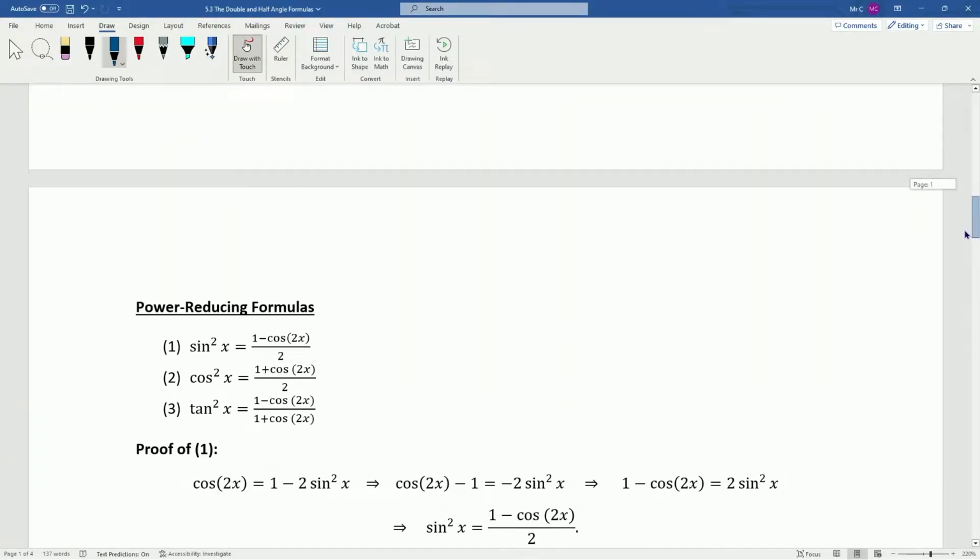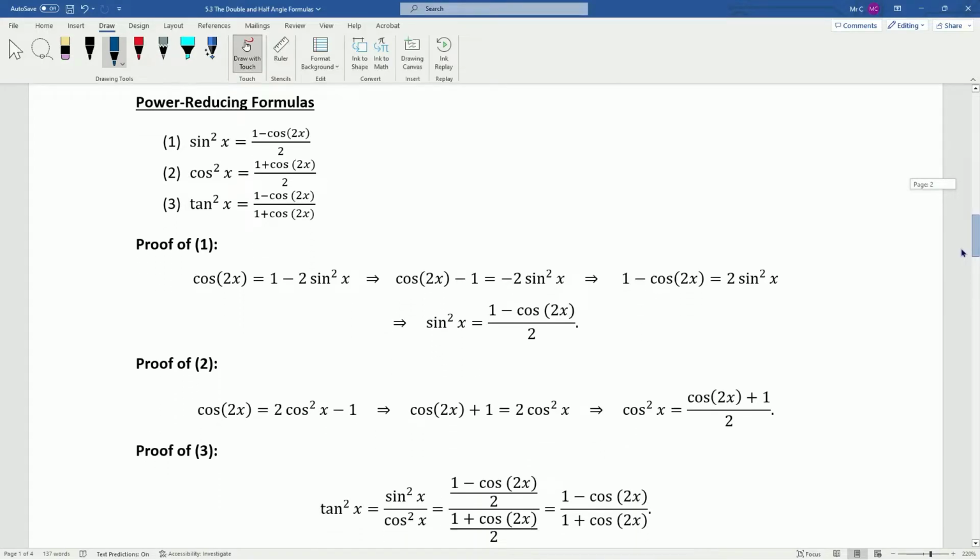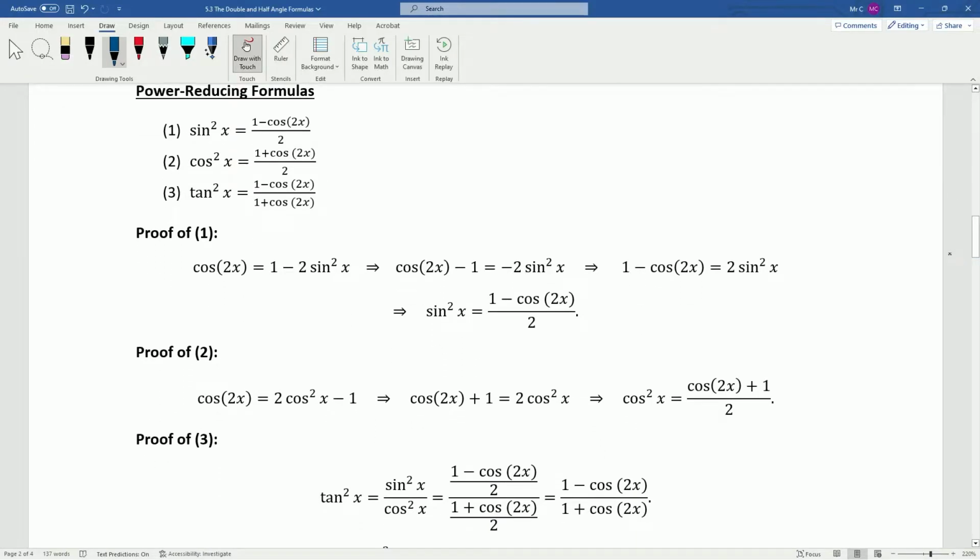All right, so now let's move along to another set of formulas. These are the power reducing formulas. And this is another set of formulas that comes up a lot in Calculus 2 in particular. You often need these power reducing formulas to manipulate certain problems you're trying to solve. So they really do come in very handy in that particular course. So our power reducing formulas are as follows.